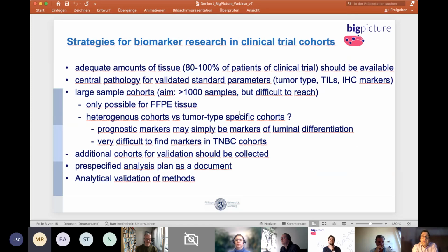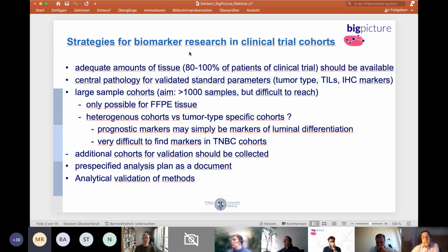If we think about clinical trial cohorts, it's very important that the cohorts are large enough. We would like to have cohorts with more than 1,000 samples. This is difficult sometimes, but it should be several hundreds of samples, not several dozens of samples. And in a clinical trial, it's important to have an adequate amount of tissue. The recommendation is that 80 to 100% of patients provide biomarker tissue that could be used for translational research.